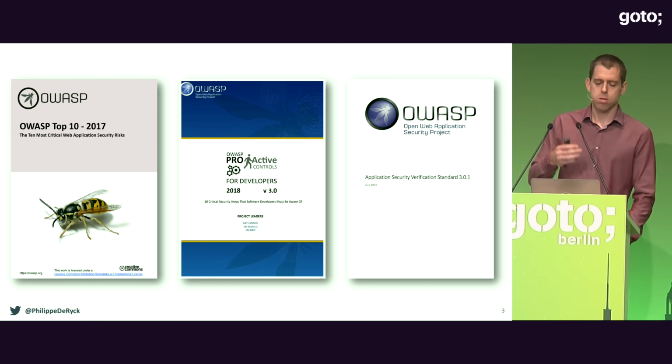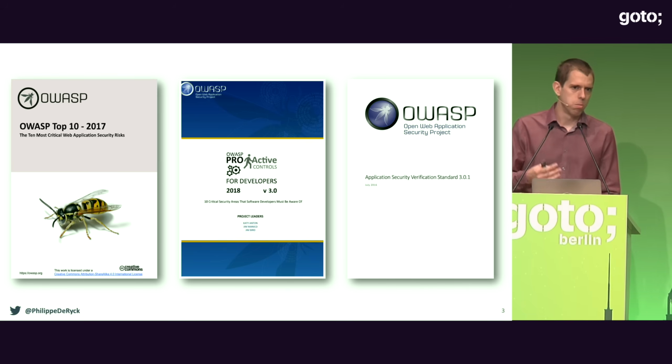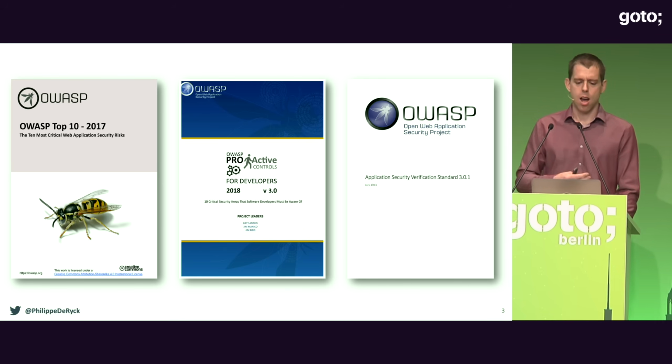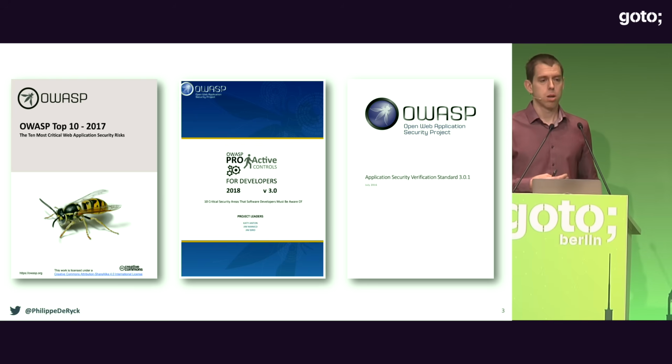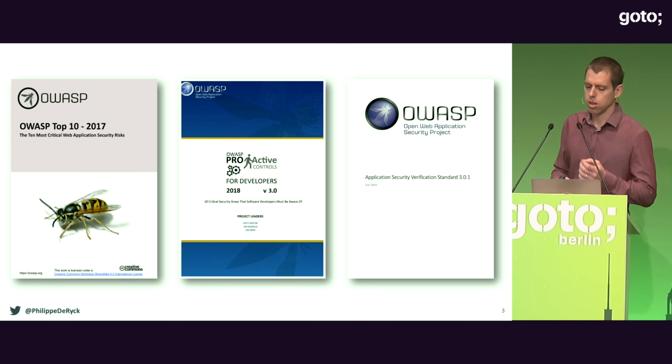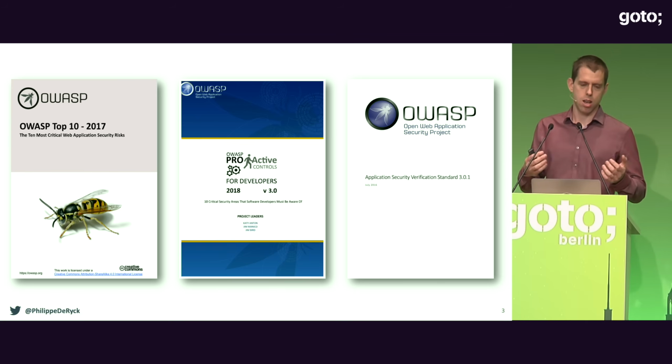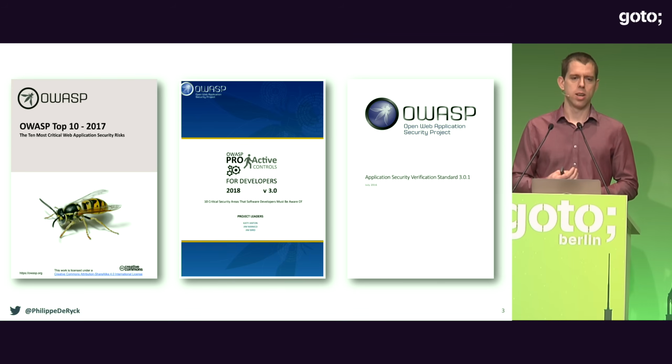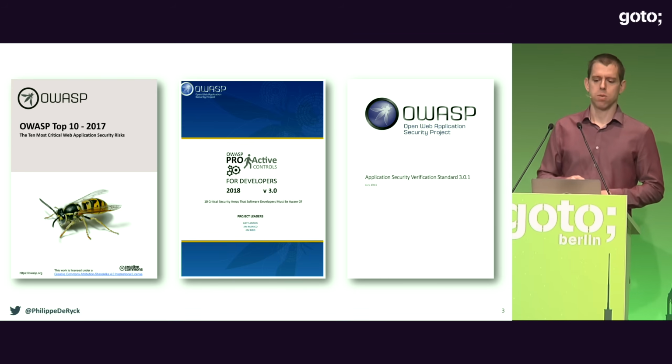We're going to talk about the OWASP Top 10, which is probably the most well-known that many of you will be familiar with. We're going to talk about another Top 10, the Top 10 of proactive controls. And then we're going to talk about the OWASP ASVS, which is a more elaborate document going into a lot more depth on certain aspects.